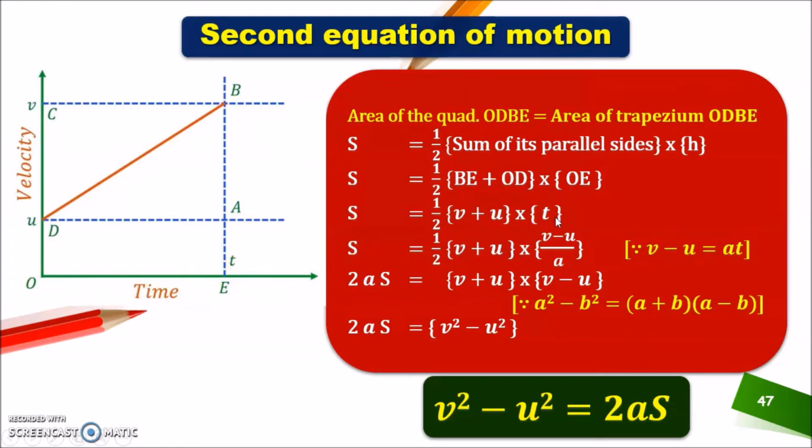Is it clear, students? Now in the next step, we are going to remove 2 from here, or we'll wait until the next step. So we are putting the value of t from the first equation of motion. So v minus u is equal to at. If a goes here, so v minus u upon a equal to t. So this is the value of t, right? So instead of t, we are substituting v minus u upon a here. Now we are having 2 and a in the denominator.